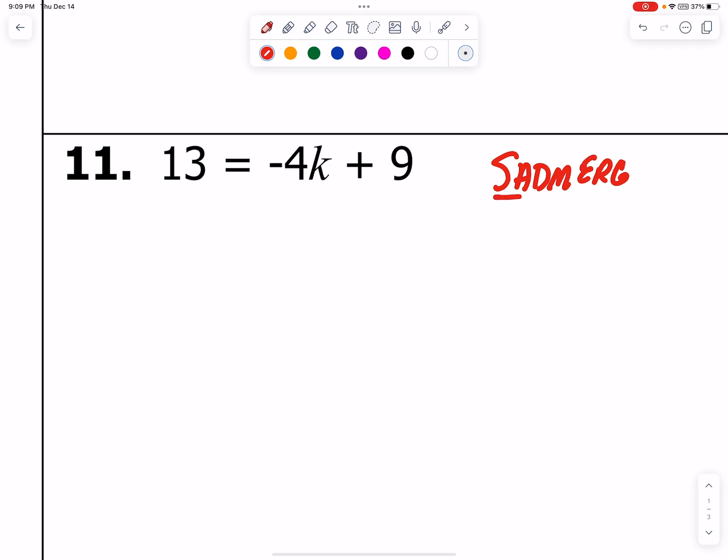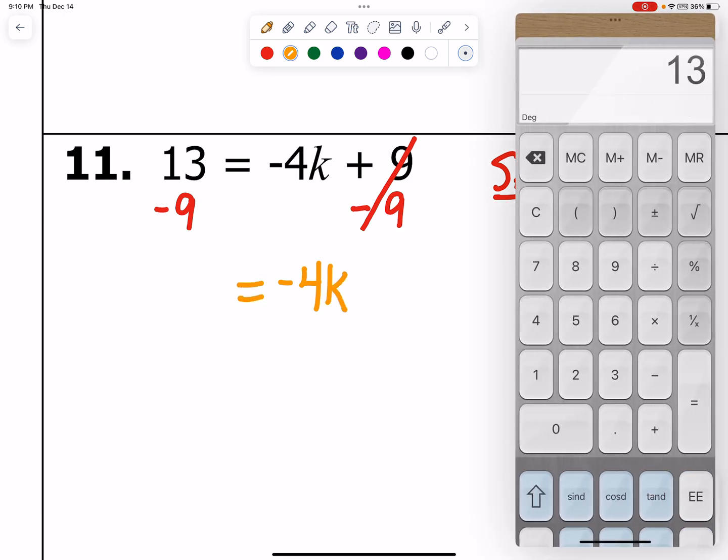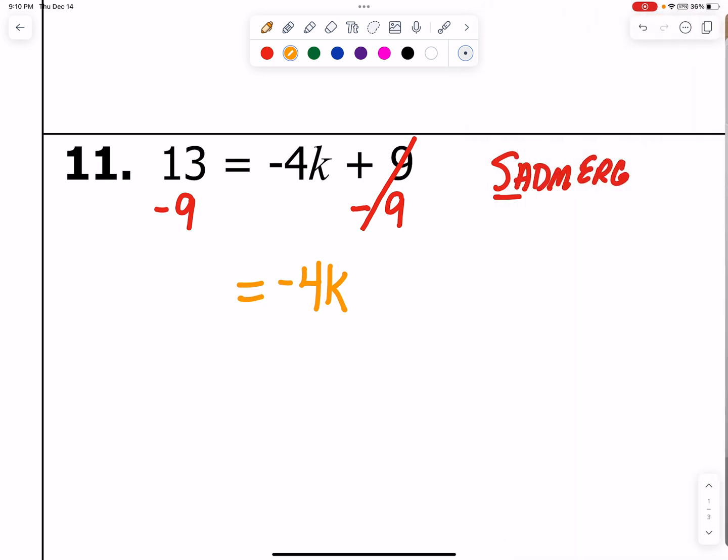Any addition, subtraction first. Yep, I see addition. So -9 to both sides. That's where that additive inverse knowledge is important. Physically cross that out because that's a 0 pair. Now write your next layer of what you have. So I have -4k equals, and then 13 minus 9 is 4, and it's positive.